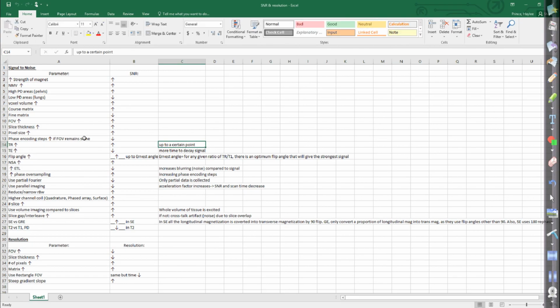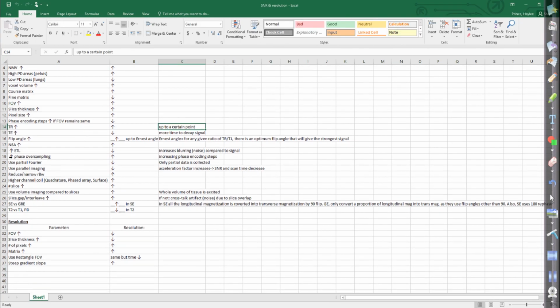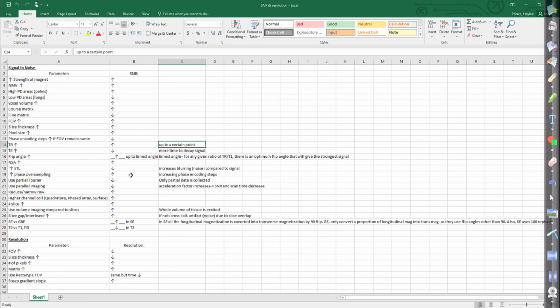All right. So we were on ETL. This is the one Nick asked about. As the number of ETL increases, your SNR actually decreases, and I remember why. It's because it actually increases your amount of noise.